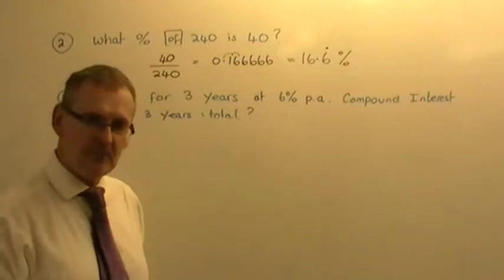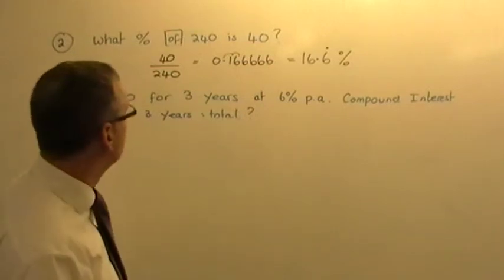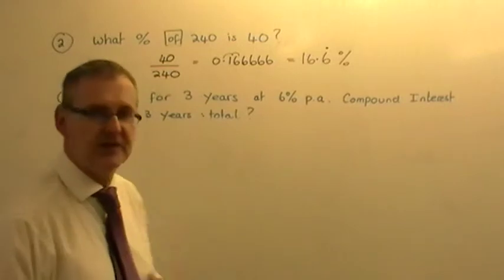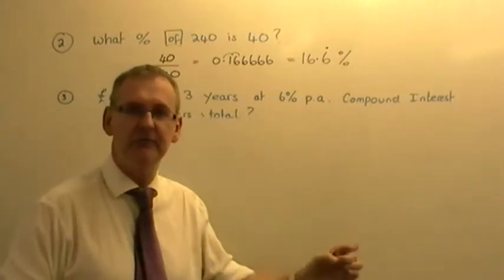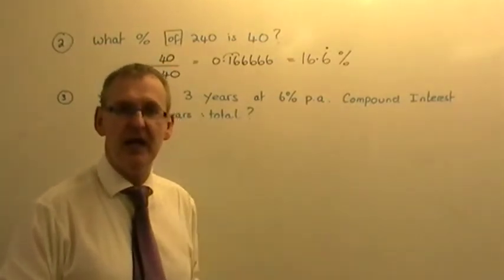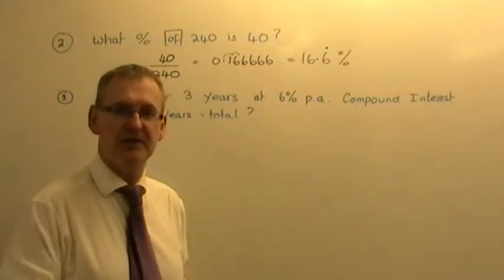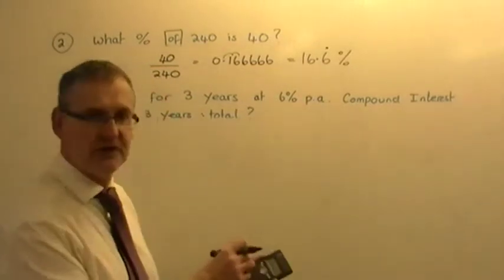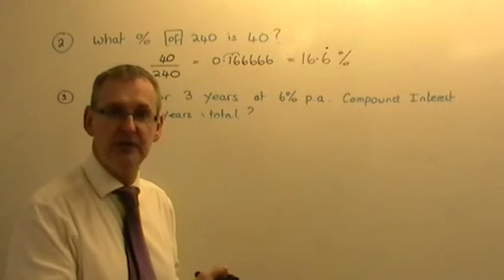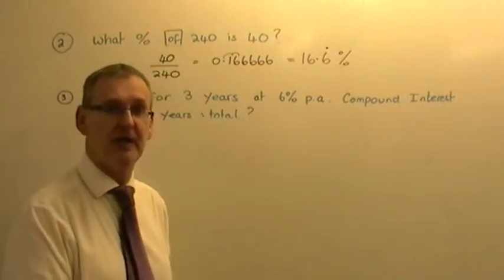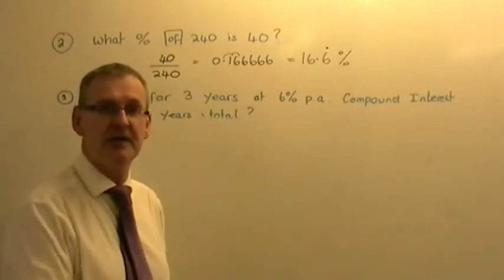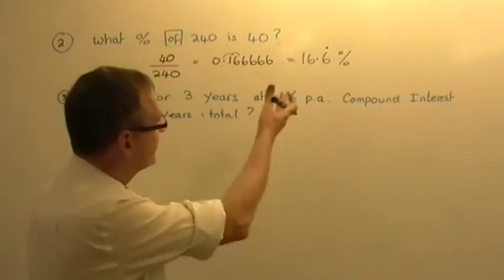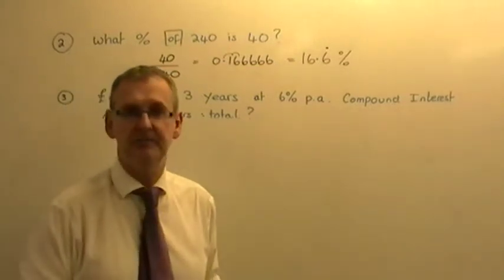16.66666%. Other people prefer to do 40 over 240 as a fraction and say times by 100% straight away and do it all in one go on a calculator. So they would put 40, fraction button, 240, actually put the fraction on the display, then times by 100 and press equals, and you get the answer 16.666%.